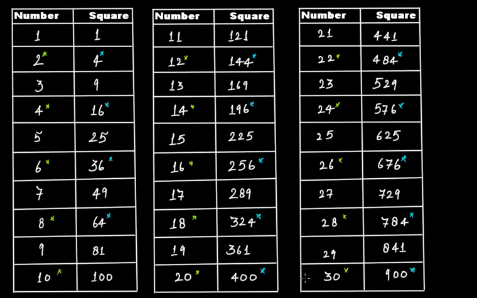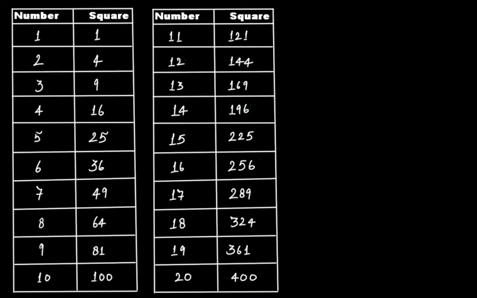It means that the square numbers of any even number will always be even. This is 4, 16, 36, 64, 100, and 144, 196, so on and so forth. Right? And that makes sense.